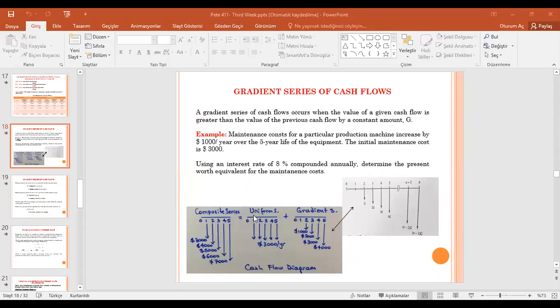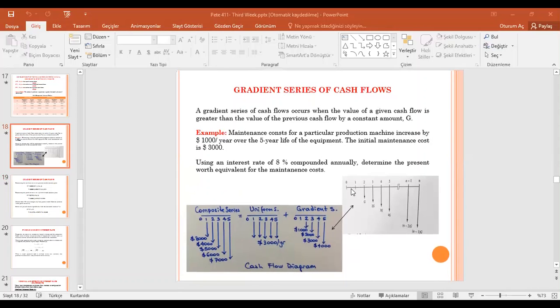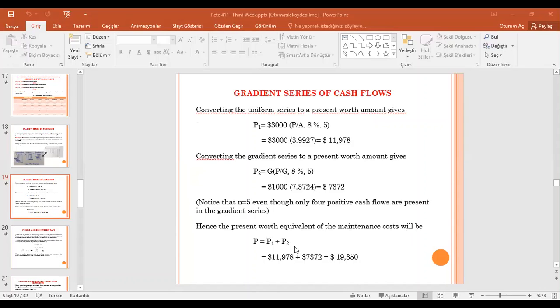Now I found my present worth of the uniform series, present worth of the gradient series. I have to sum this up, right? To be able to find all of them at the same time. So in the end, the total present worth will be around $90,350.